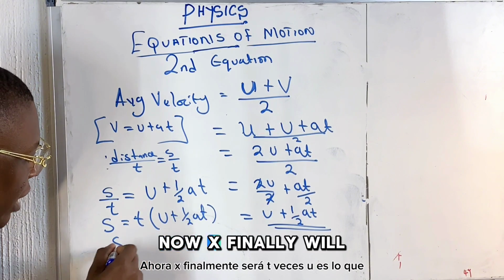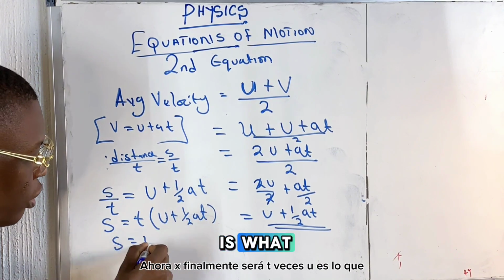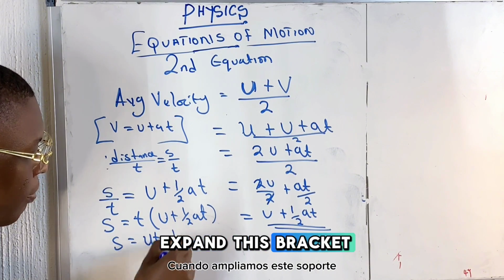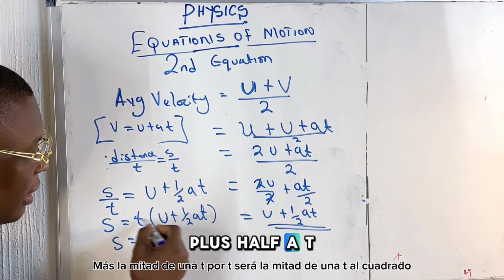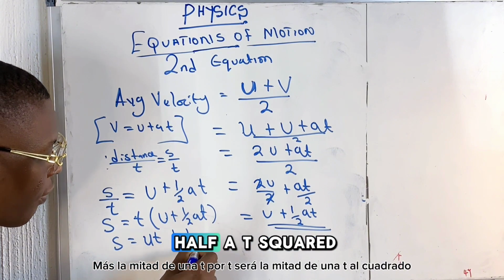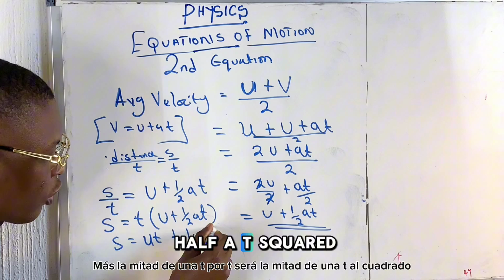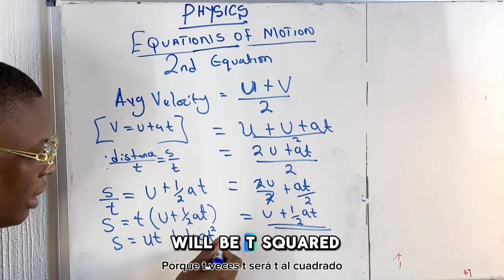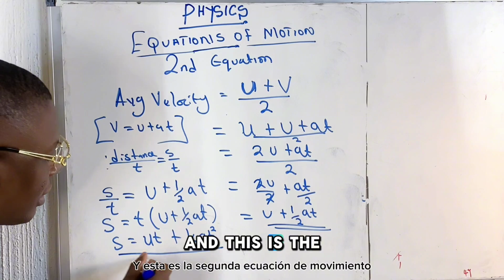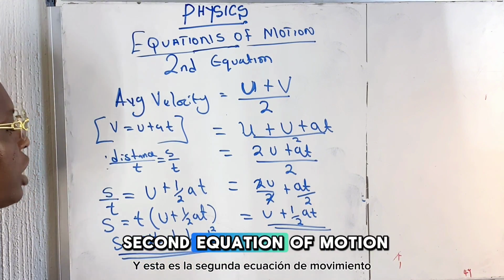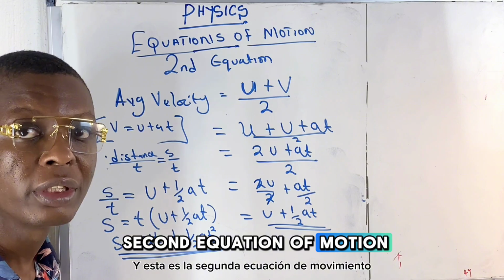Now X finally will be T times U, which is UT. When we expand this bracket, plus half AT times T will be half AT squared, because T times T will be T squared. And this is the second equation of motion.